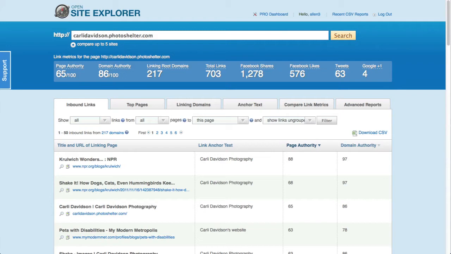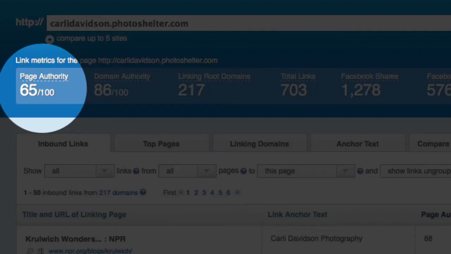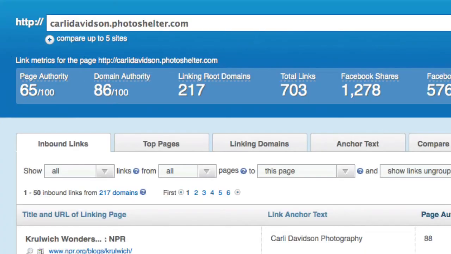So we're looking at her page today, and you'll notice that up here at the top we have page authority, domain authority, linking root domains, total links, Facebook shares, etc. So let's start here with page authority. All of these different tools have created different measurement scales for determining how effective your backlinks are. And a backlink, in case you have forgotten, is just someone linking to your site. It's another website that links to your site.